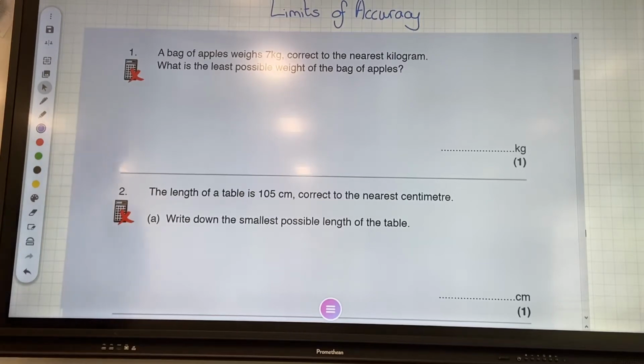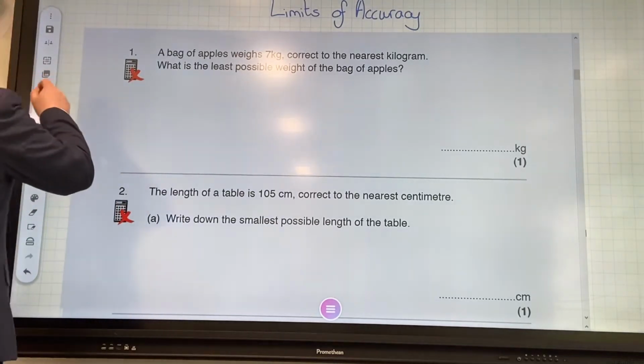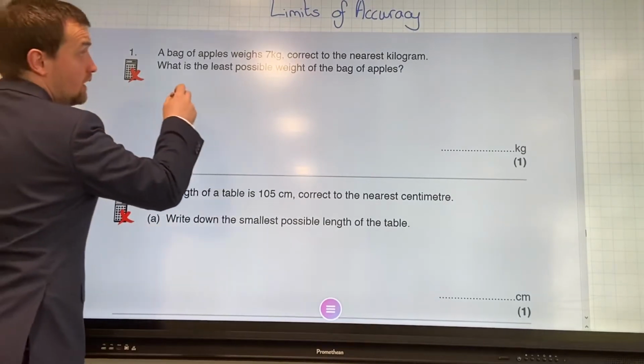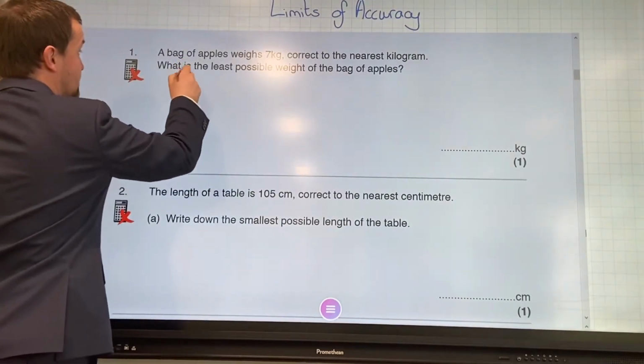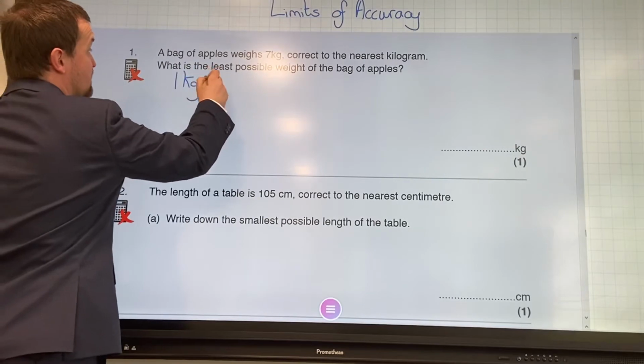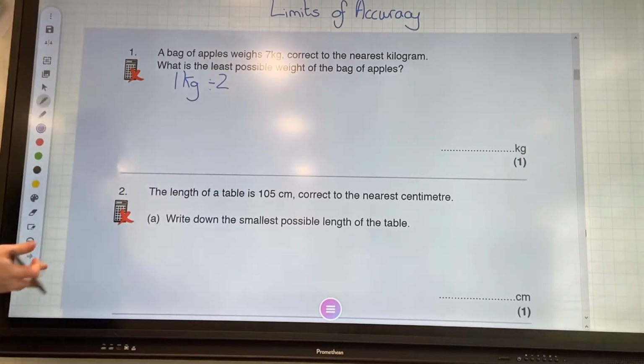So a bag of apples weighs 7 kilograms, correct to the nearest kilogram. What is the least possible weight of the bag of apples? When you've got a question like this, they've rounded 7 to the nearest kilogram, so in this case it's the nearest whole number. What we do is take 1 kilogram and divide it by 2. We're going to half it.